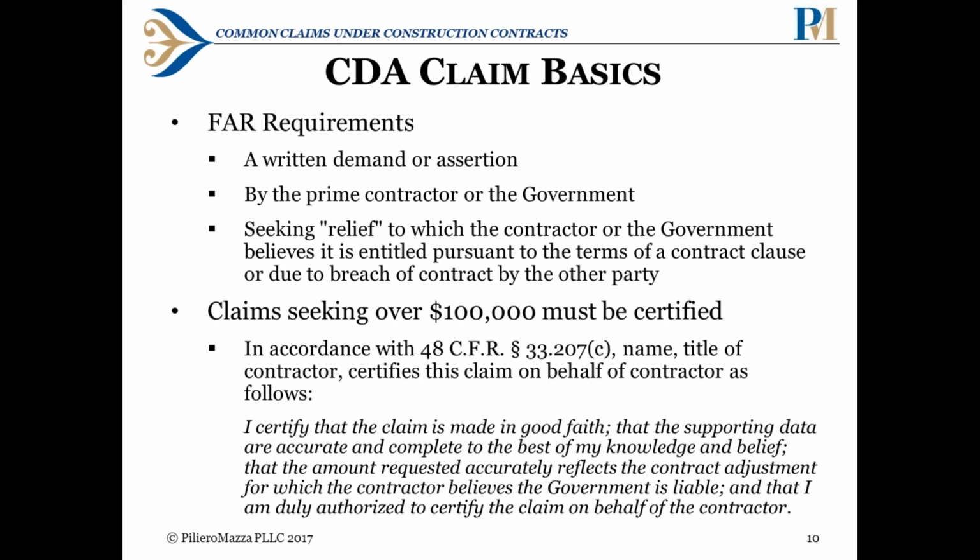The FAR outlines a couple of specific requirements for a claim. It needs to be a written demand or assertion, so you can't call up the contracting officer to assert your claim. You need to put it in writing. A claim can be made by the prime contractor or the government. Most often a government claim will be a termination notice or a demand for money back. We won't really be talking about those concepts here today, but those are 2 potential claims that you may see. Hopefully not.